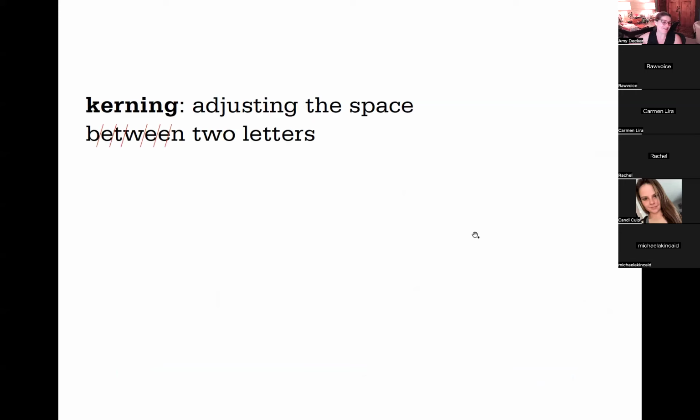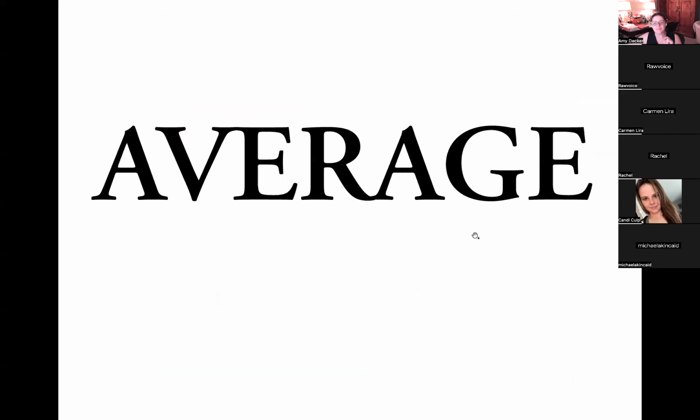Now we're going to jump into kerning. A lot of us have played the kerning game, which is, of course, adjusting the space between just 2 letters, not the whole word, 2 letters at a time. And it's 2 letters, then 2 letters, then 2 letters.